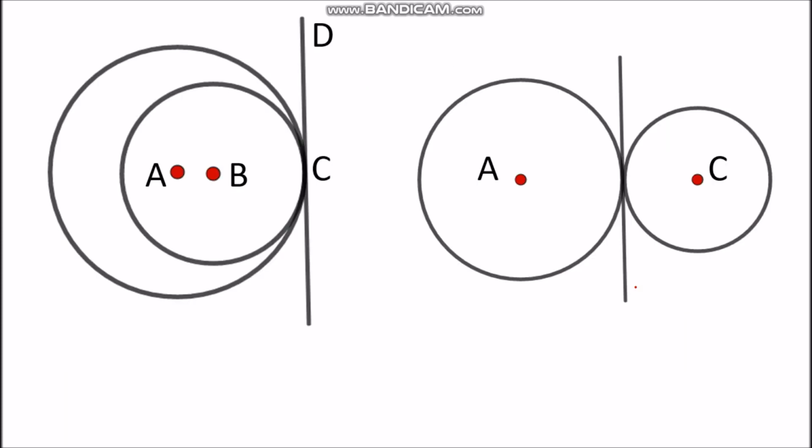Let's have these examples. So we have here circle A and circle B, which are obviously tangent circles. And the point of tangency is this one, which is point C. Now, according to the theorem, if the two circles are tangent circles, then the centers and the point of tangency are collinear. So we can say that A, B, and C are collinear, or they should lie on the same line.